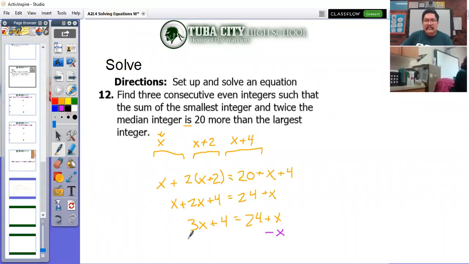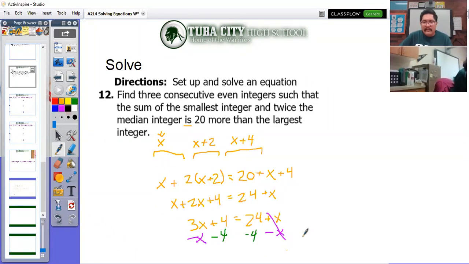So minus x from both sides. And again, we're going to do the old trade. If this side gives up something, this side will also have to give up something. Since I'm moving the x to the left side, I'm going to move my regular numbers to the right. So to get rid of this positive 4, I'm going to minus 4 from both sides.